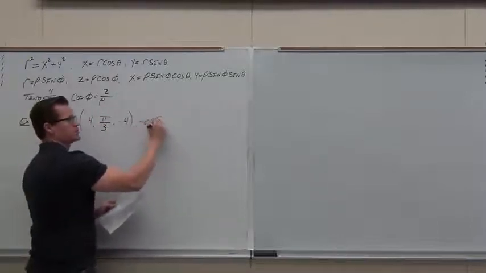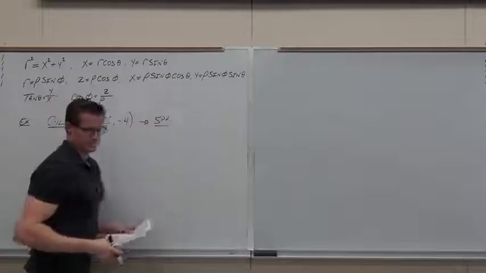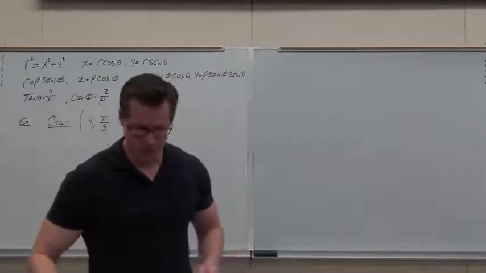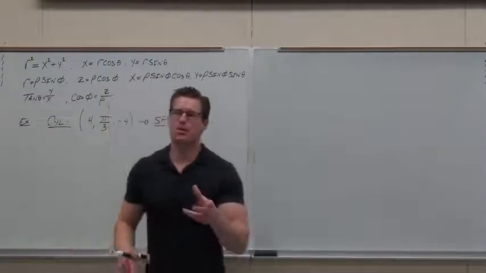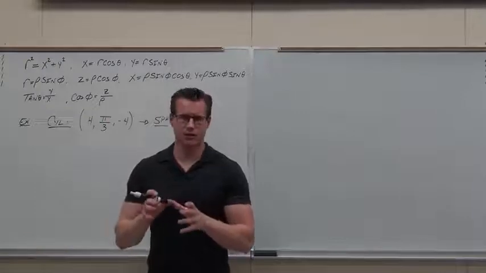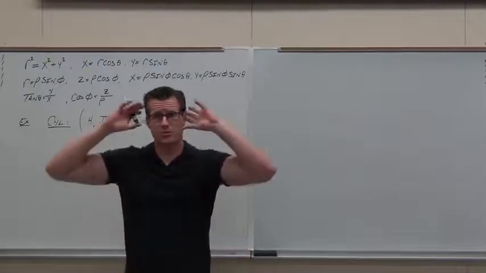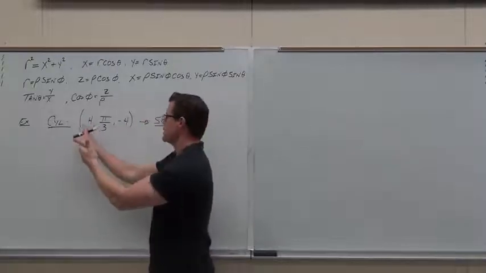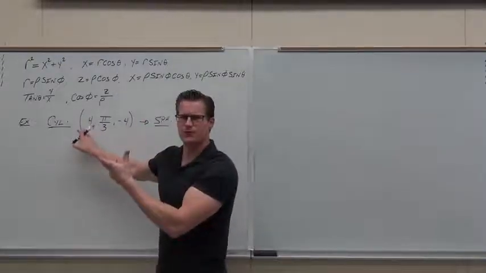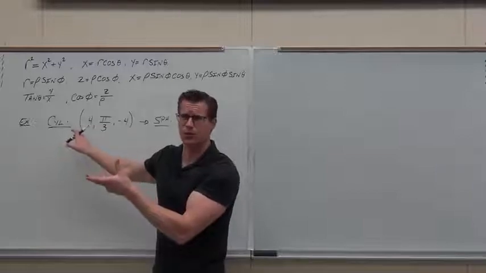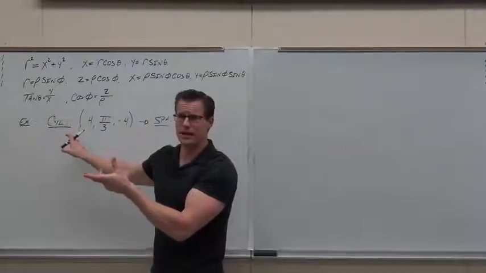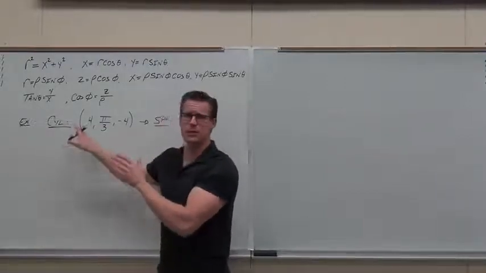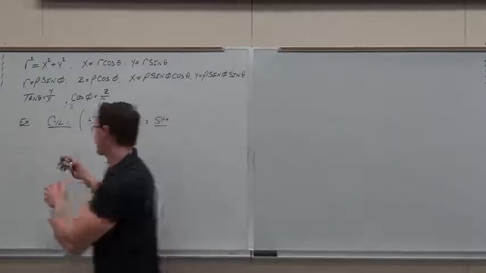And I want to go to spherical. Cylindrical to spherical. The number one thing I want you to do, please write down the stuff you know. So if I'm in cylindrical, your mind has to shift a little bit, and you have to tell me what these numbers actually mean. You have to know what that 4 actually is. What is that 4? That's not an X because I'm not in rectangular.